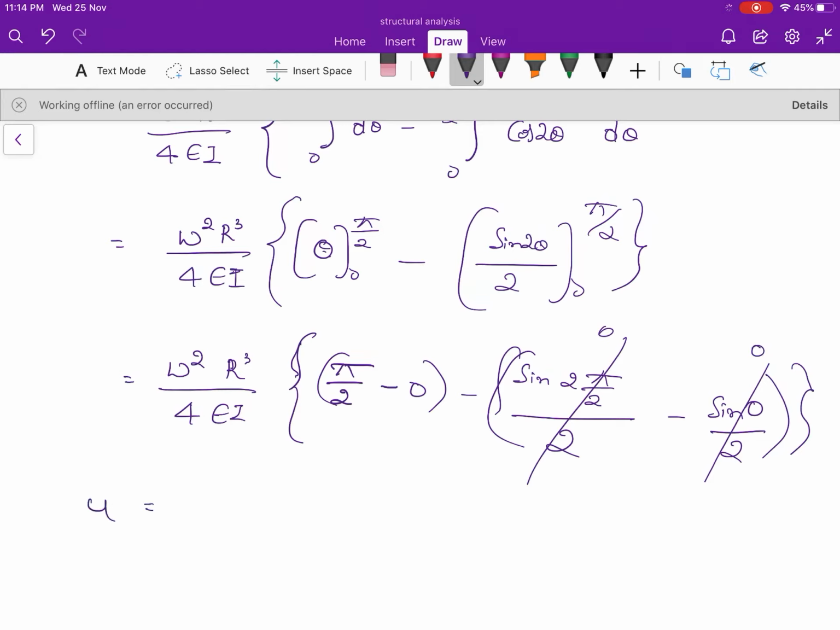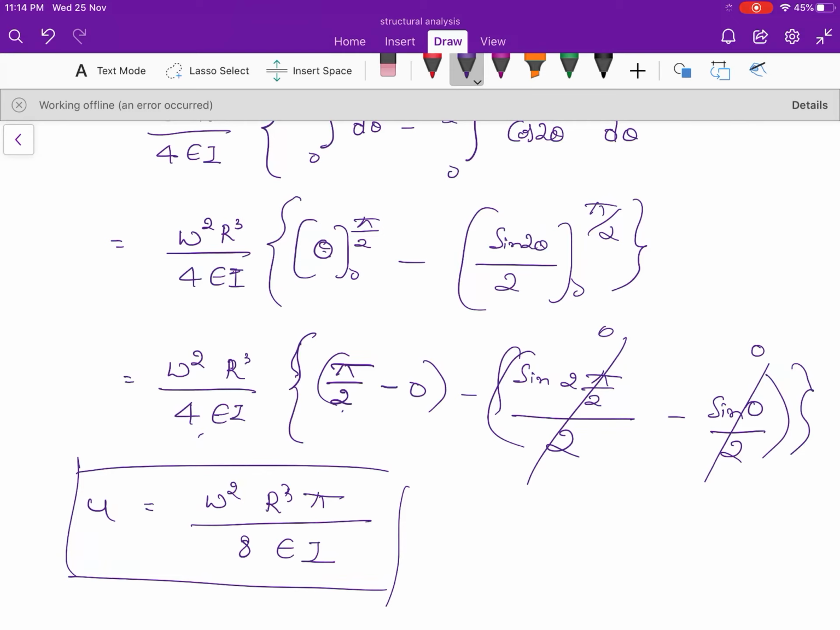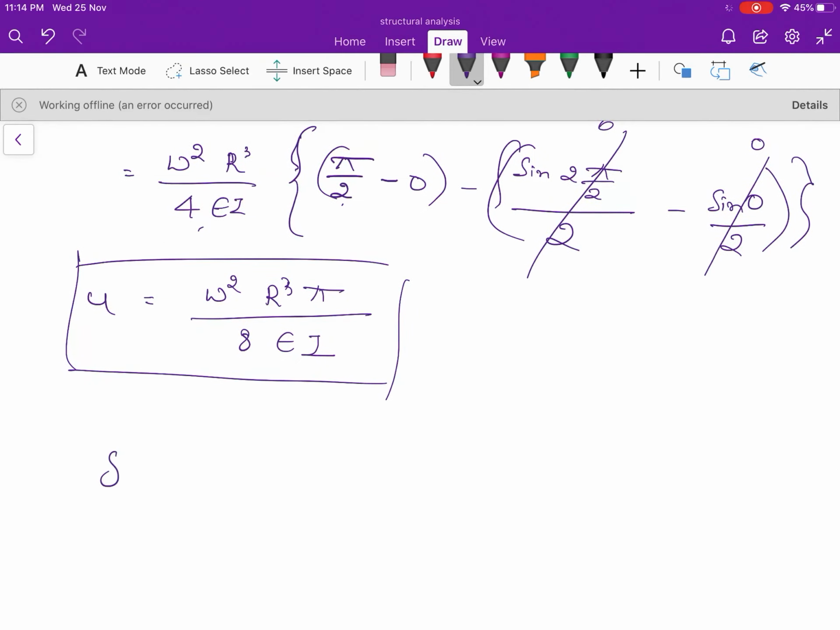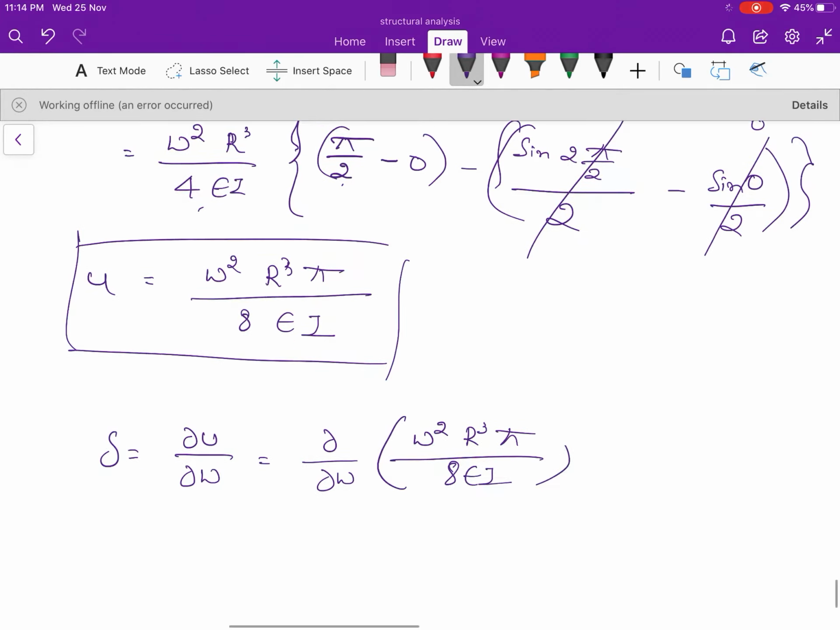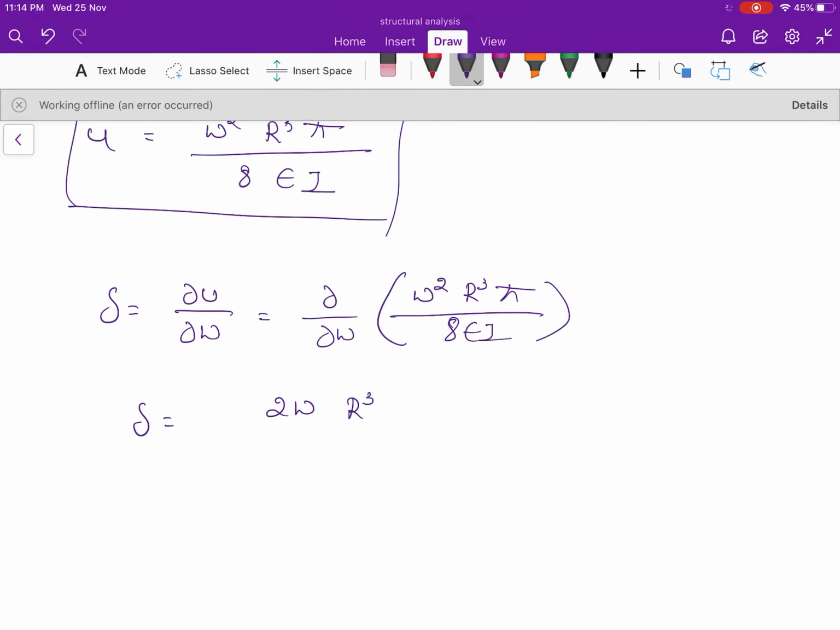So the strain energy will be equal to w square r cube pi divided by 8 EI. This is the strain energy present in the quadrant. In order to find the value of deflection, we need to make use of Castigliano's first theorem, where deflection will be equal to dou U divided by dou W. The value of U is w square r cube pi divided by 8 EI, so the deflection will be equal to 2 w r cube pi divided by 8 EI.